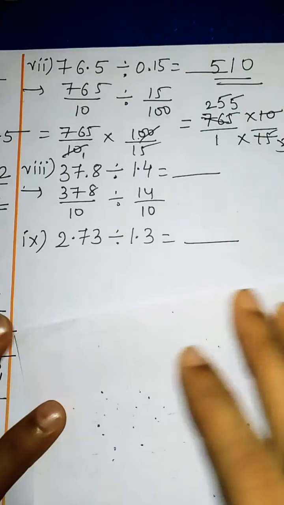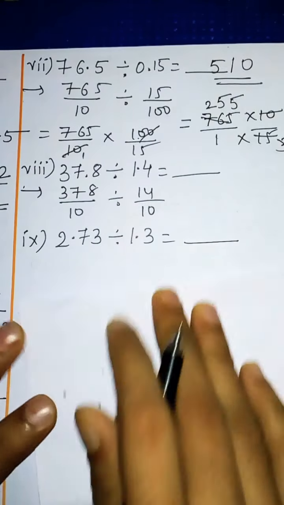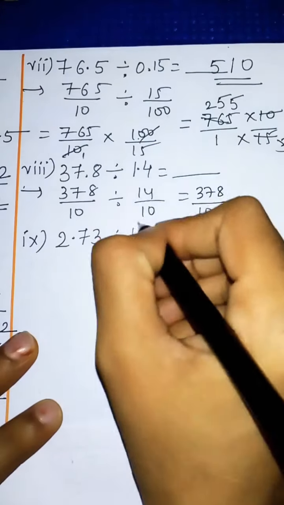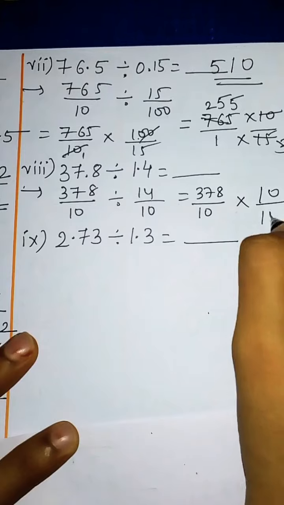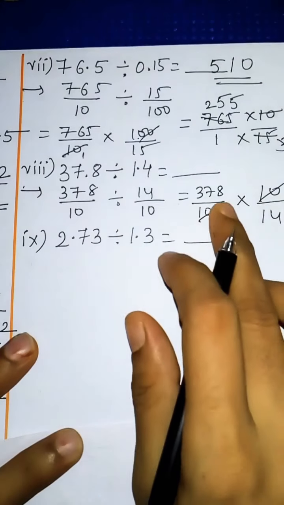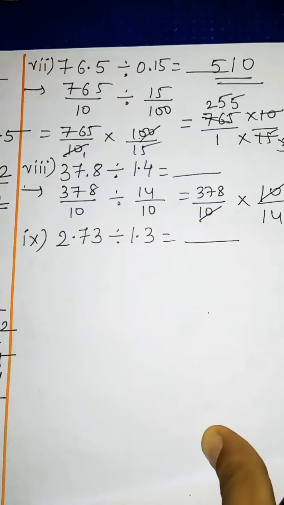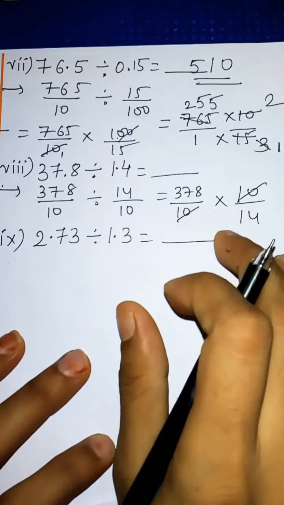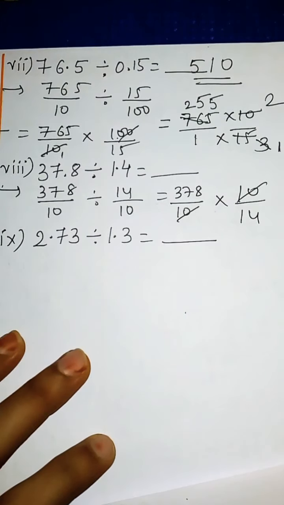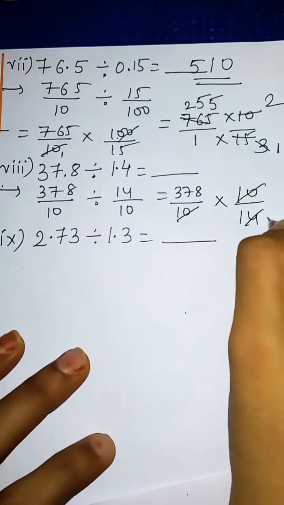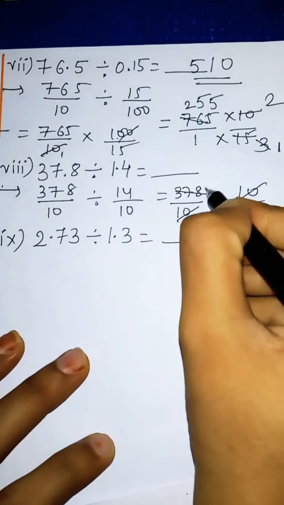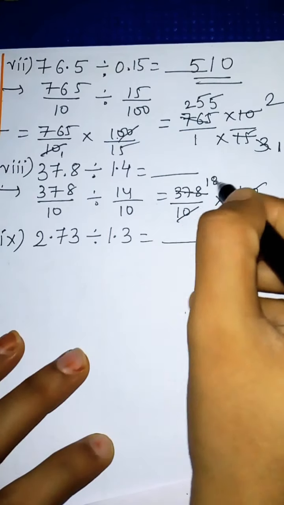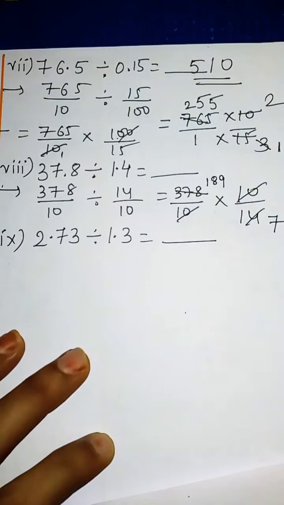So now it is 378 upon 10 multiplied by, taking the reciprocal of this, 10 upon 14. So this 10 and 10 cancel. Now 378 and here 14 is left. Both can be cancelled with the table of 2. Directly you can also take the table of 14, or if you don't know the table of 14, you can start with 2. So 2 18s are 36, 1 left, so 18. 2 9s are, so 189.